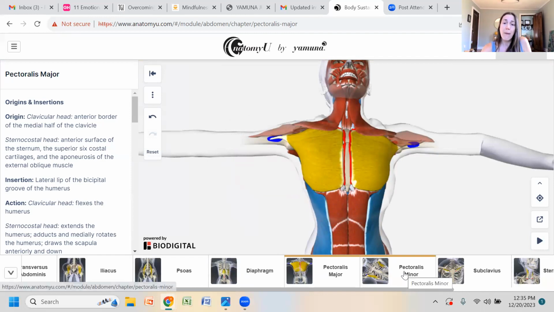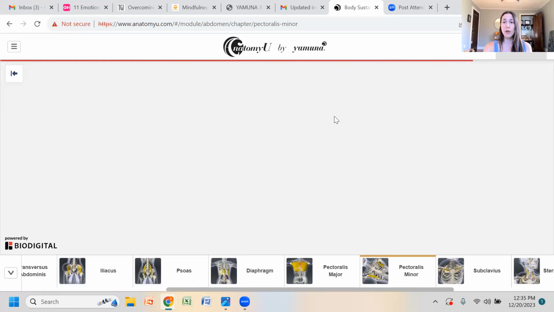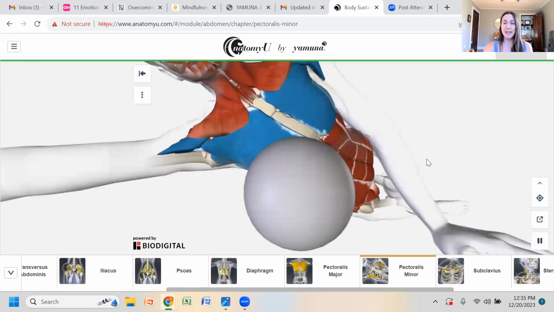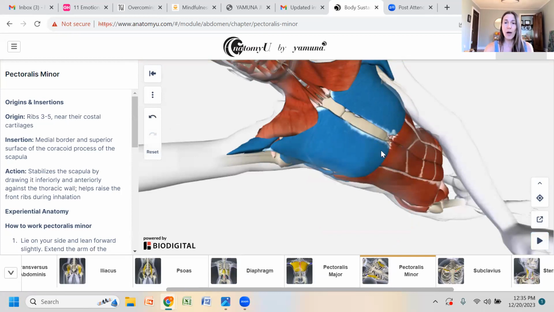Now, for the pec minor, that's underneath the pec major. So in order to access it, you must first penetrate through the fibers of the pec major to get to the pec minor. So when you see it pop up on Anatomy U, I'm actually going to have to dissect the model because it's not going to show us the pec minor, which is under. So here it's blue because this is the pec major in blue because we're not focusing on that one. We're going to try to hide this muscle and get underneath it. There it is. Look at the pec minor. So it's very different. I'll leave the pec major up over here so you can see the difference.